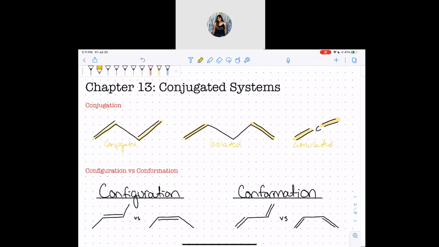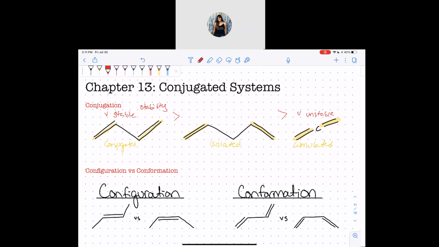And when we talk about stability, conjugated is really stable. So I'm going to say V stable. Cumulated is V unstable. And isolated is in the middle. So we can say this is the most stable, followed by isolated, and cumulated is the least stable. We're going to put a pin in that for now.